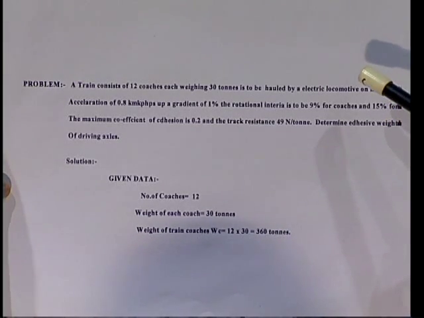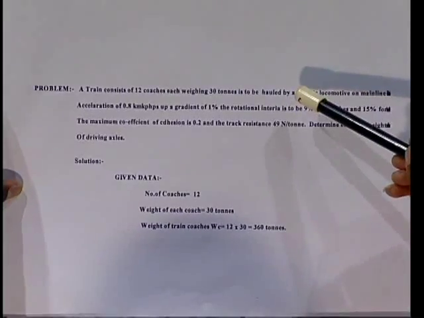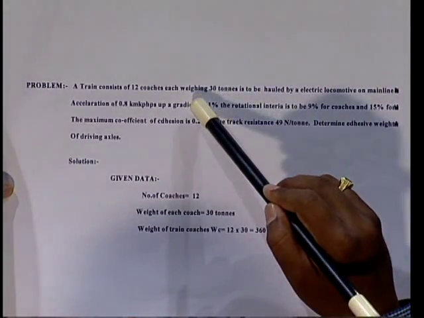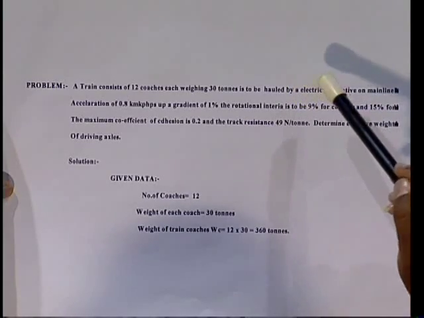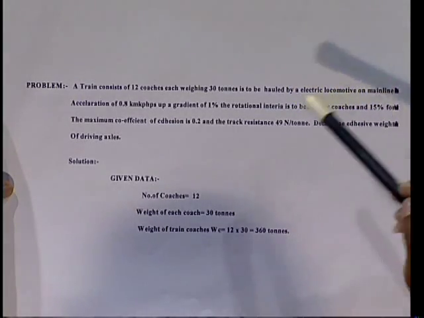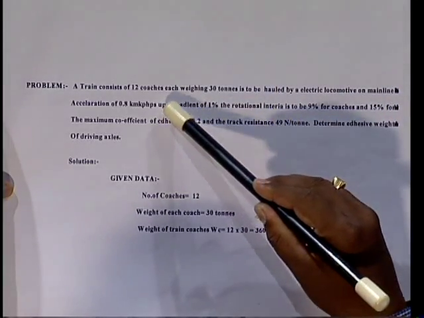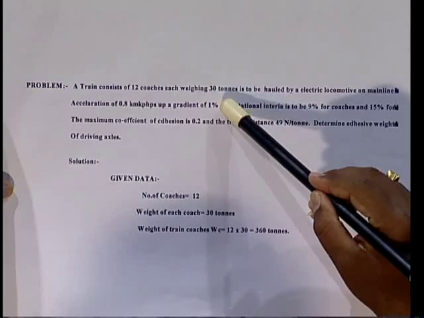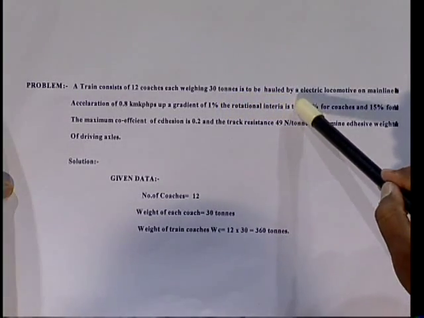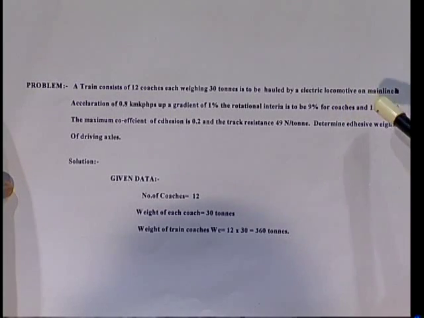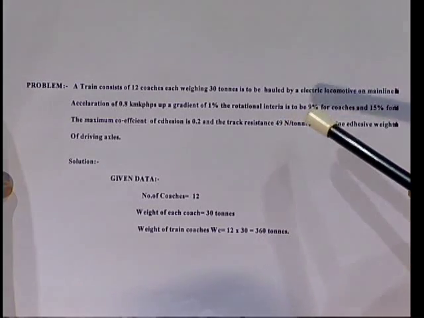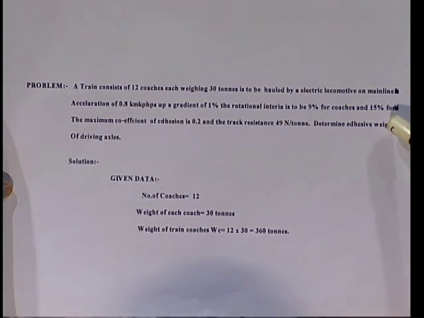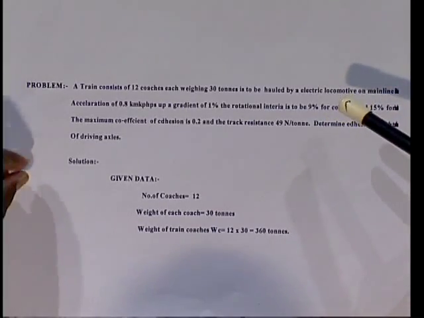I am repeating the problem once again for a clear understanding of the given data. A train consists of 12 coaches, each weighing 30 tons, to be hauled by an electric locomotive on a main line track, with an acceleration of 0.8 km/hps, up a gradient of 1%. The rotational inertia is to be 9% for coaches and 15% for the locomotive. The maximum coefficient of adhesion is 0.2 and the track resistance is 49 Newton per ton. Determine the adhesive weight of the driving axles. Next, we are going to the solution.